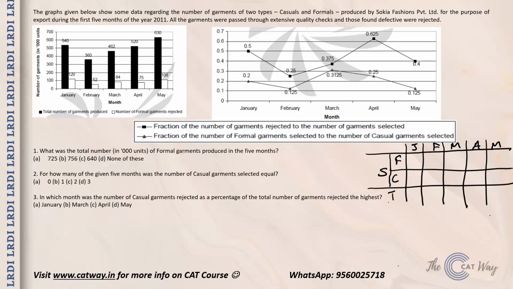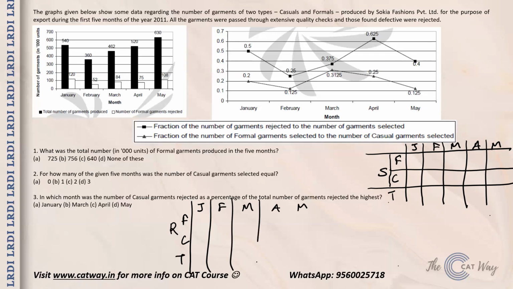All right, and we are going to do the same for rejected items as well. So for rejected also we have formals and casuals. For January, February, March, April and May, and we also have the total column.